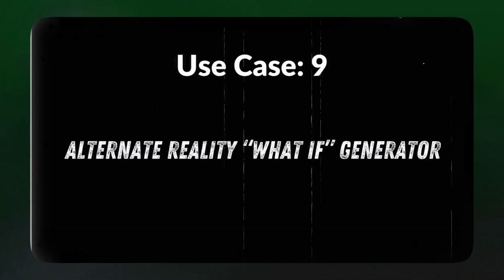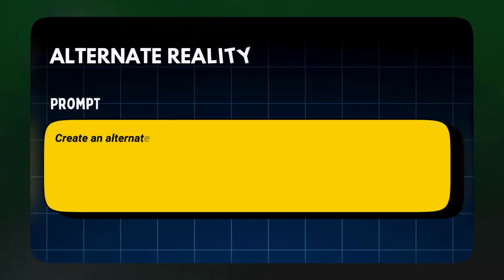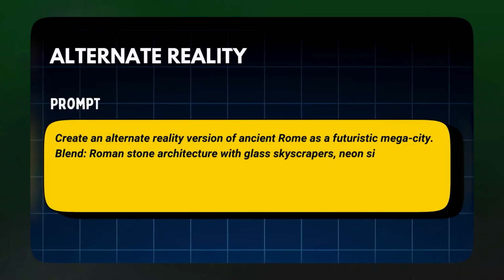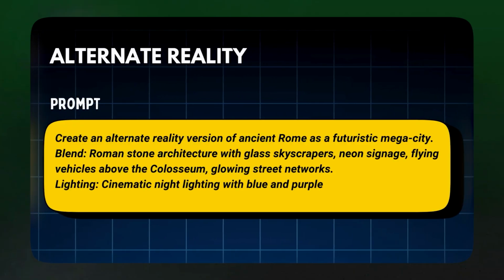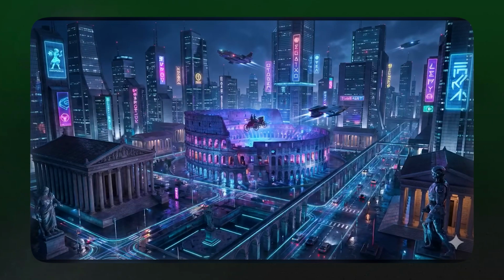Alternate reality, what if generator. If I add this prompt, create an alternate reality version of ancient Rome as a futuristic megacity, you get a cool result like this. You can recognize ancient Rome instantly, yet everything is wrapped in futuristic technology. This is world building at cinematic scale.